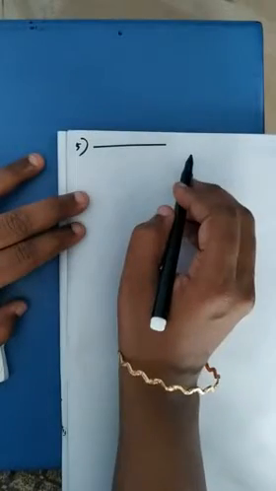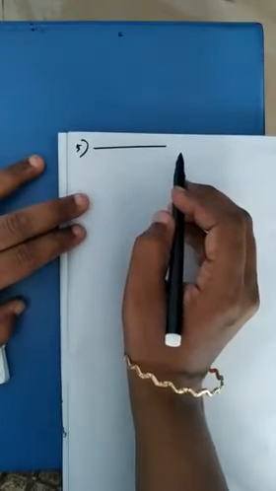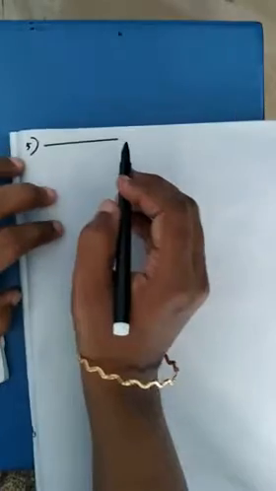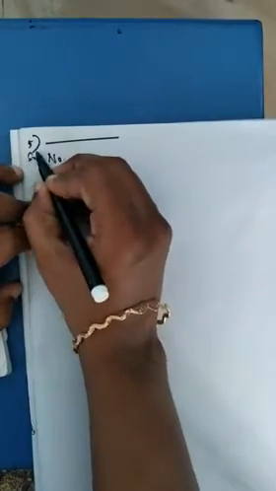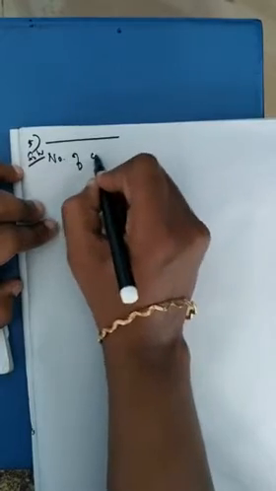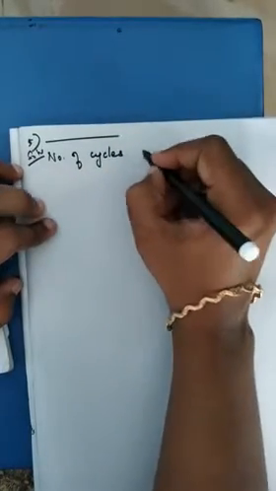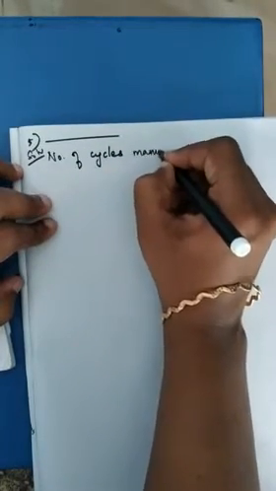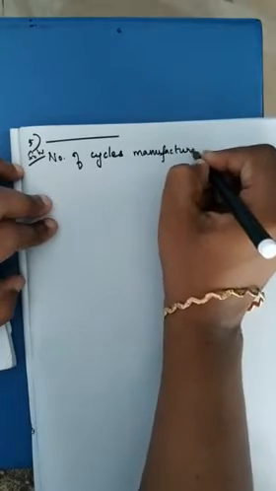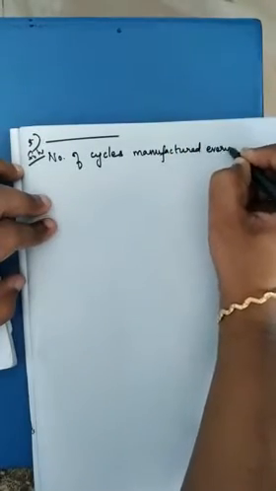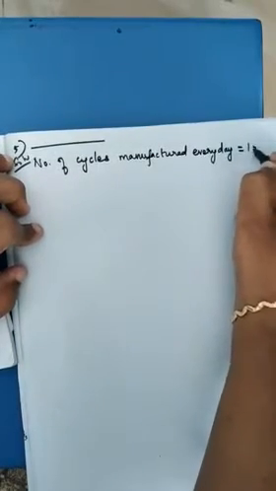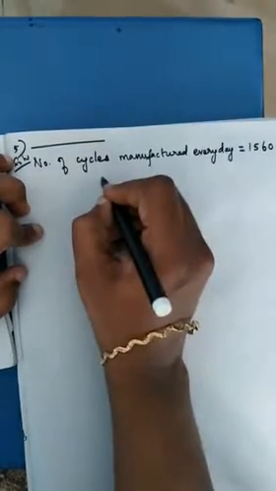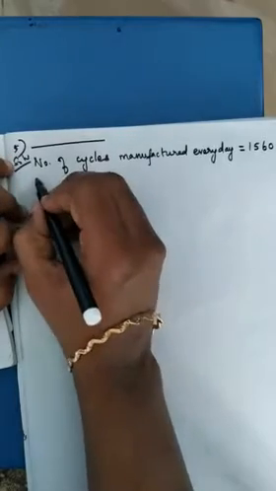I put a line here, which means you should write the question from the textbook. Okay. So I can write my solution as the number of cycles manufactured every day, that is one day, is equal to 1560. So I have to find the bicycles manufactured for 25 days.